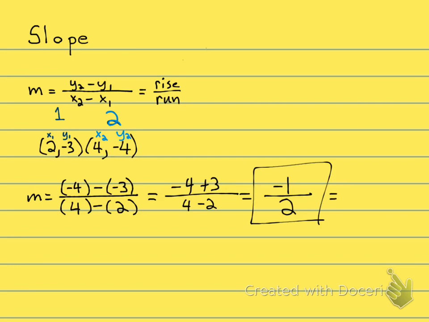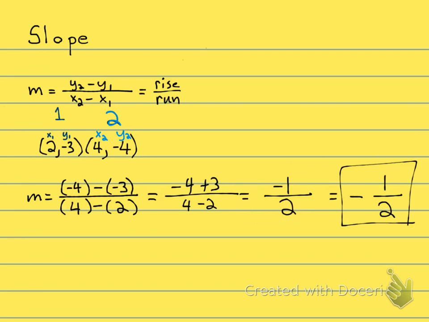It's negative 1 over 2, but mathematically, math people are going to want to write that negative out in front. So let's leave our answer like that, negative 1/2. All right, don't forget that line, negative slope, will be going down from left to right.